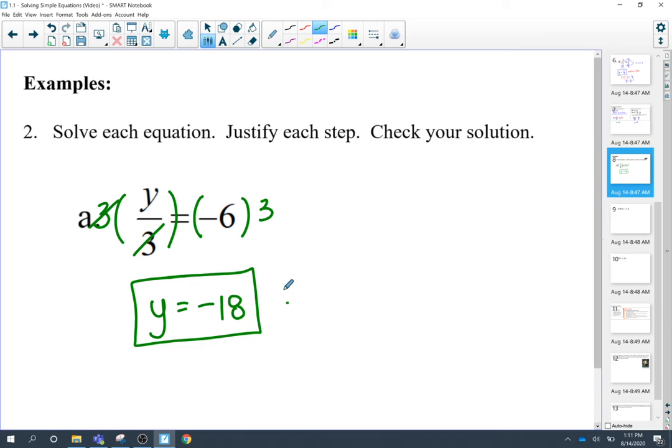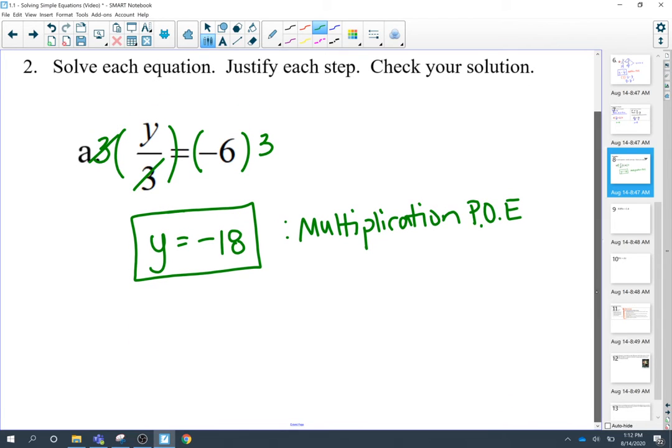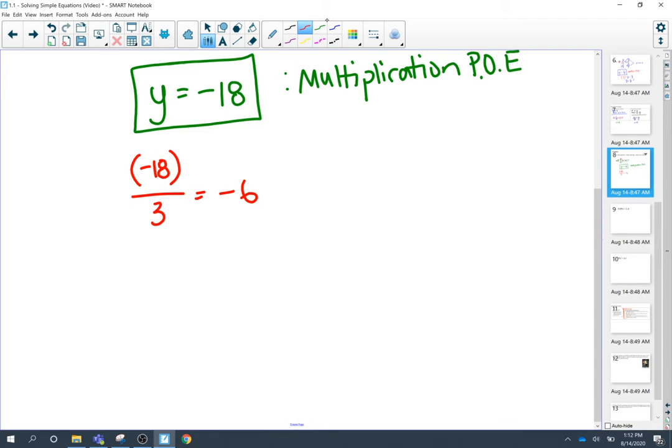Our justification, here we multiplied by 3, so that is our multiplication property of equality. Then we have to check our solution, so we're going to substitute negative 18 back in. So right here, we're going to substitute negative 18 divided by 3 equals negative 6. So negative 18 divided by 3, yes, that is negative 6. Negative 6 equals negative 6. Check, and we're good to go.